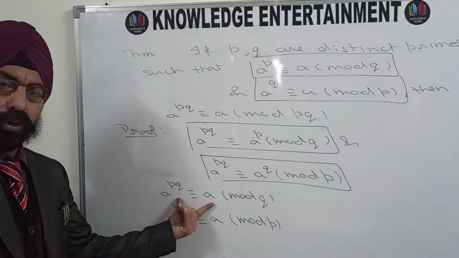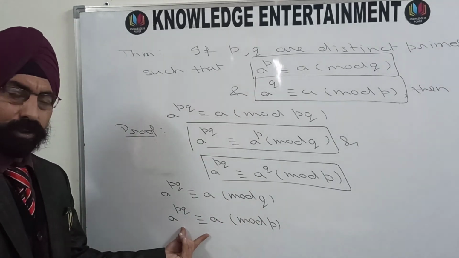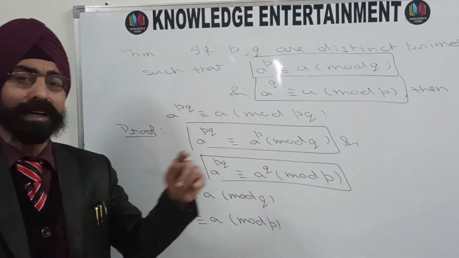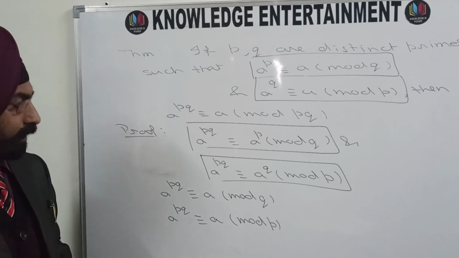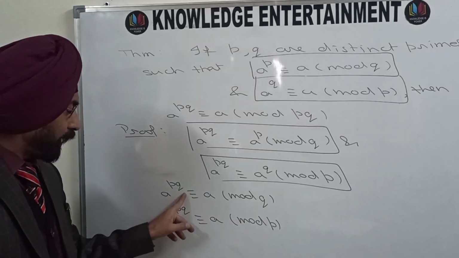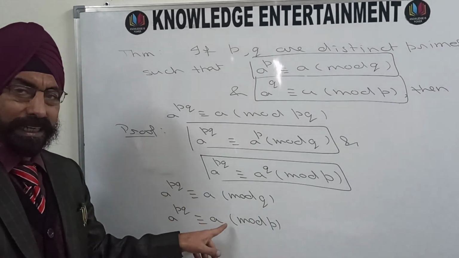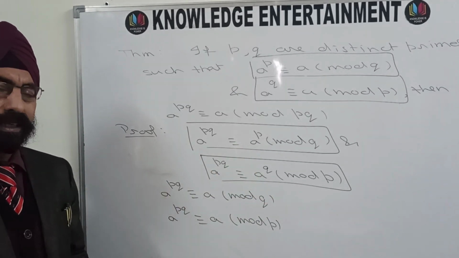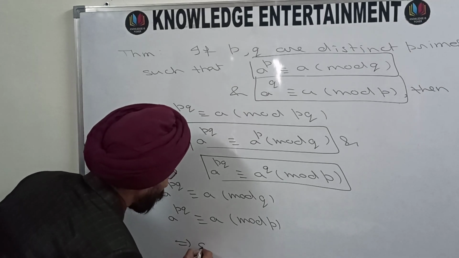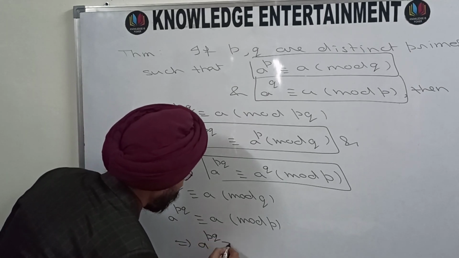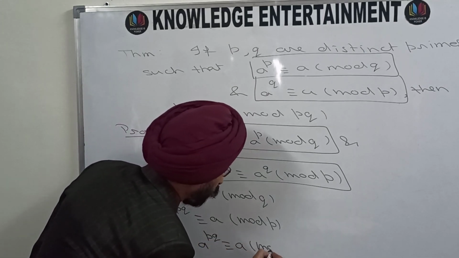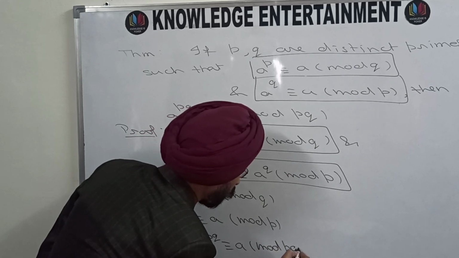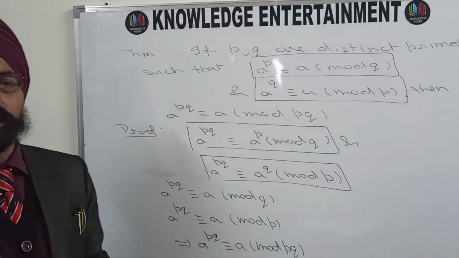A power PQ is congruent to A modulo Q, and A power PQ is congruent to A modulo P, and P and Q are distinct primes. So if P divides A power PQ minus A and Q divides A power PQ minus A, then their product PQ will also divide A raised to the power PQ minus A. That means A raised to the power PQ is congruent to A modulo PQ. And this was the required result to be proved.